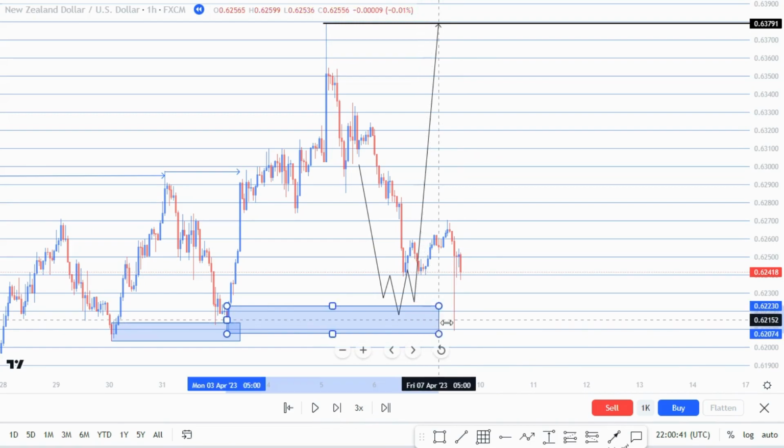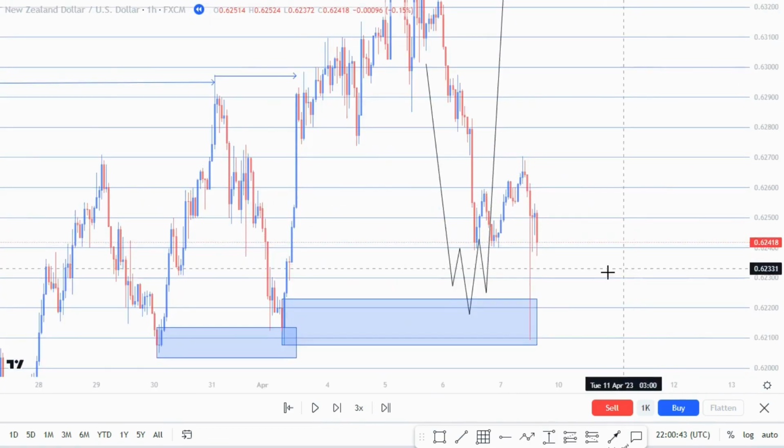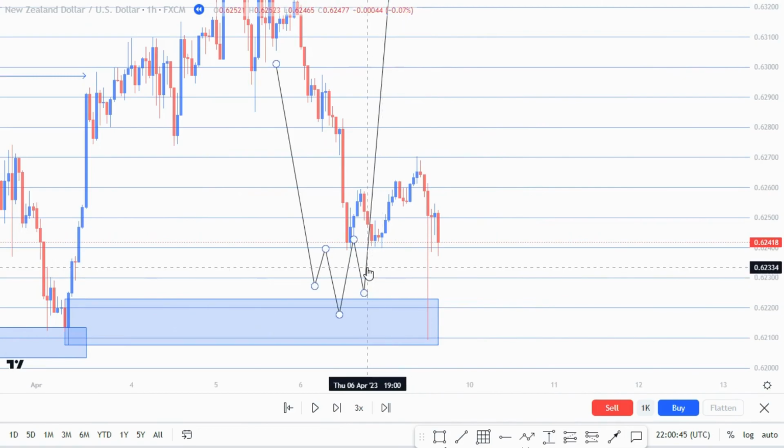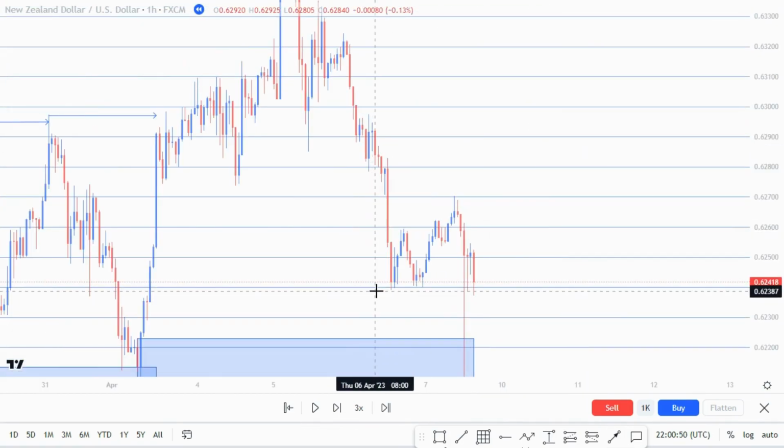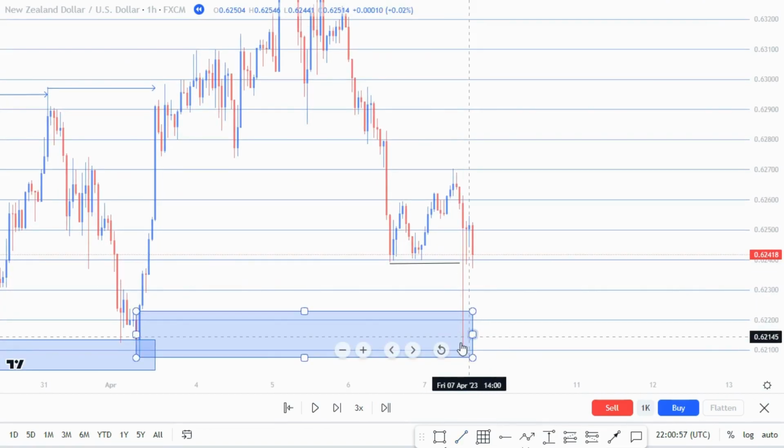So as you guys can see, we actually have a very nice mitigation right there. And as I told you guys, the market will definitely give us some sort of inducement. So basically, this will be our inducement, right? And the market created a low near to our point of interest.